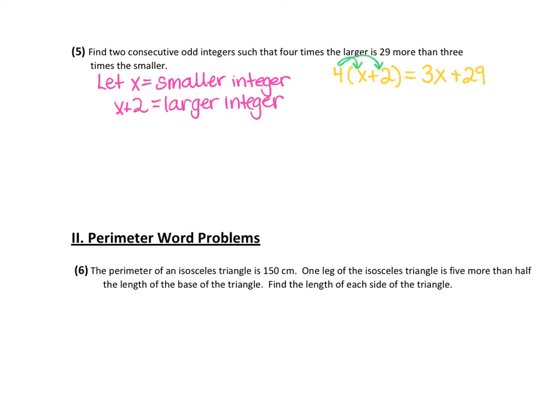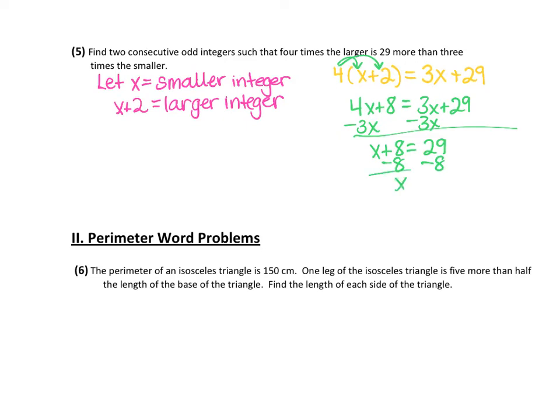From here, we can go ahead and solve the equation. I'm going to distribute my 4, so this becomes 4x plus 8 is equal to 3x plus 29. I'm going to subtract 3x from both sides of the equation. It's going to give me x plus 8 is equal to 29. Subtract 8 from both sides, and that gives me x is equal to 21. Great. Now we got our smaller integer. Now we need to know what our larger integer is. So x plus 2 is going to equal 23.